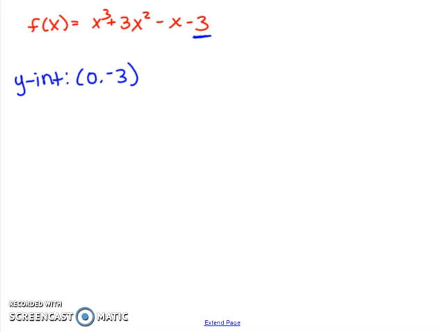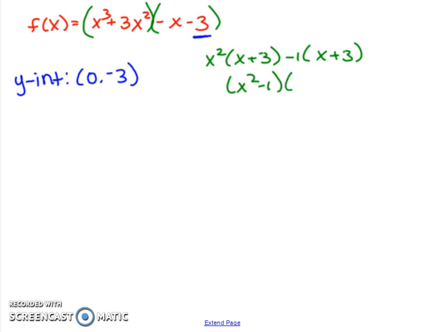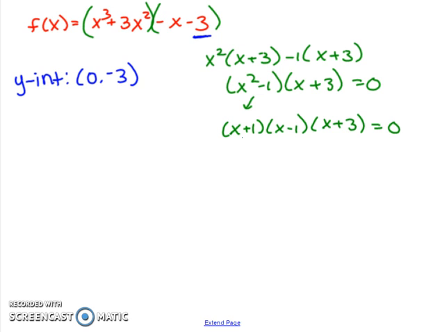So if I want to find the x and y intercepts, well, the y-intercept is always going to be whatever your constant is. So my y-intercept is going to be 0, negative 3. To find the x-intercepts, those are finding the zeros. So I can factor this. There's 4 terms, so I could group them. Take out the common factor, so x squared comes out, and you're left with x plus 3. Take out a minus 1, you're left with x plus 3. I'm going to put x squared minus 1 together, and then x plus 3. So now I'm equaling this to 0. Well, this can break down into x plus 1 and x minus 1 because of difference of squares. And then we have x plus 3 equals 0. So I'm going to solve each one. So x equals negative 1, x equals 1, x equals negative 3.